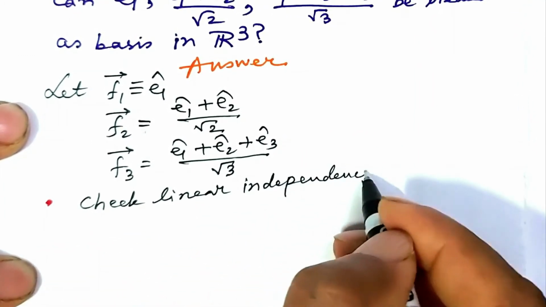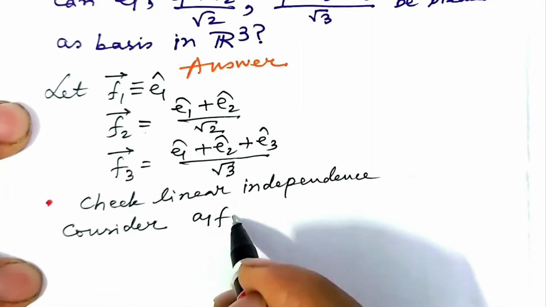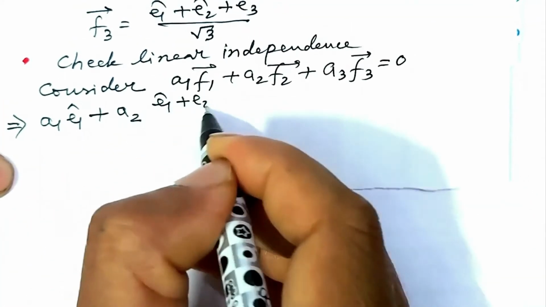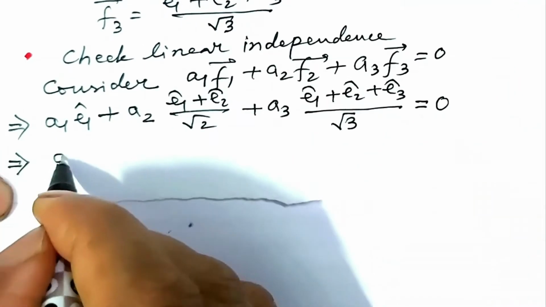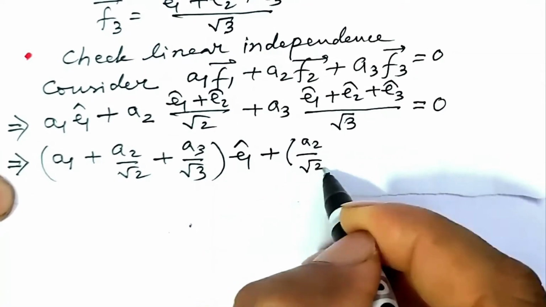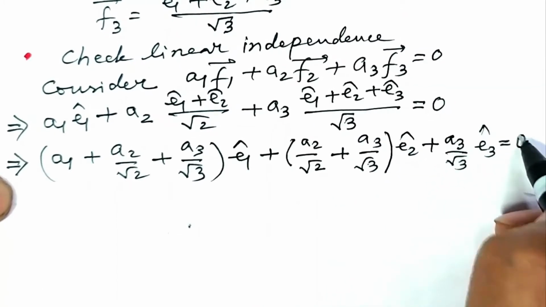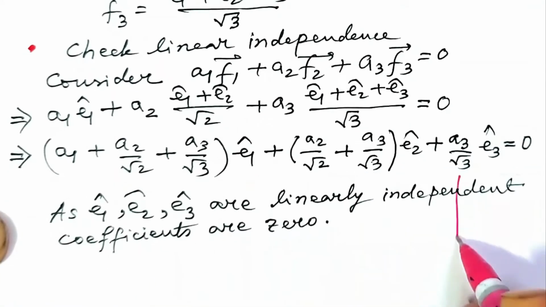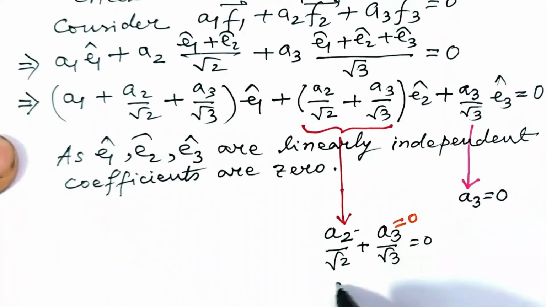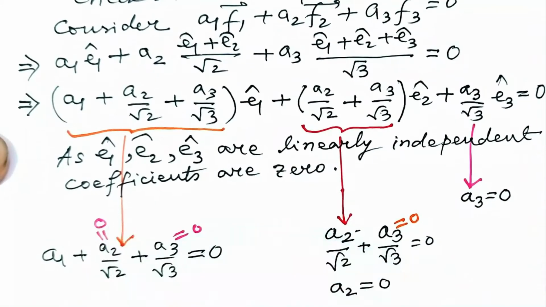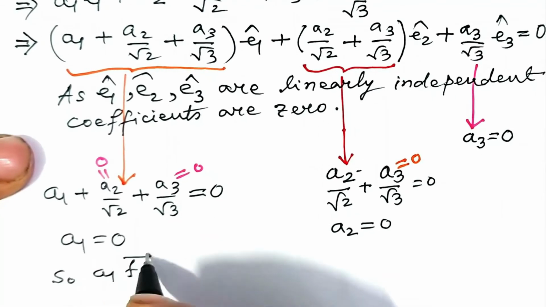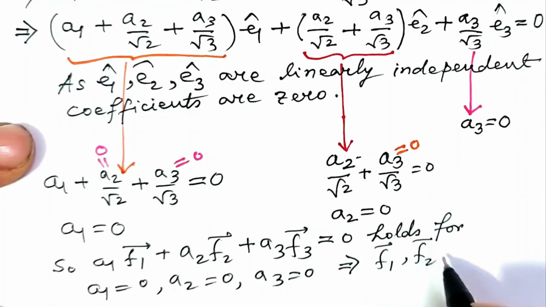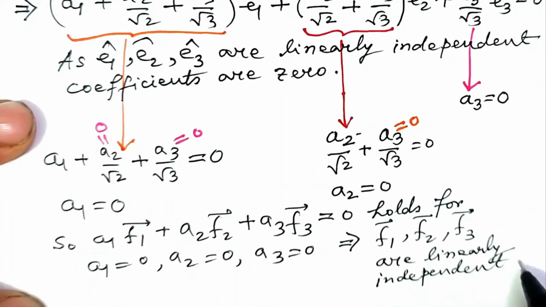Check linear independence. Consider the relation a1 vector f1 plus a2 vector f2 plus a3 vector f3 equal to 0. Putting values of vector f1, vector f2, vector f3, we get, as e1 cap, e2 cap, e3 cap are linearly independent, coefficients are 0. This leads to a1 equal to 0, a2 equal to 0, a3 equal to 0. This means that vector f1, vector f2, vector f3 are linearly independent.